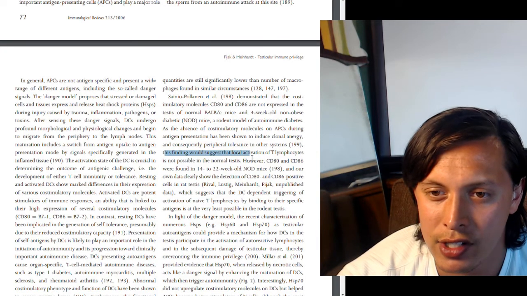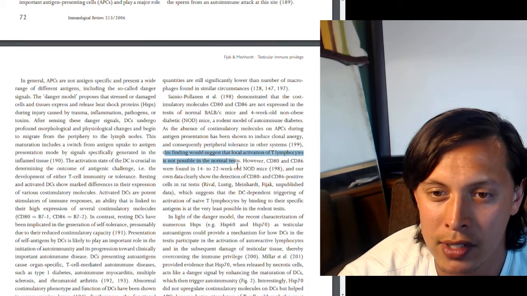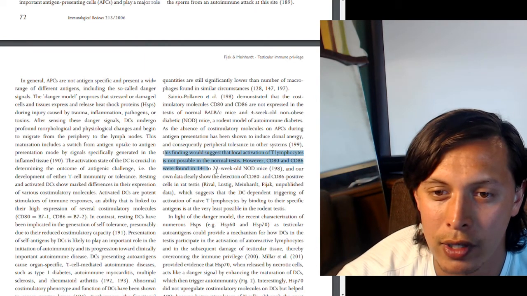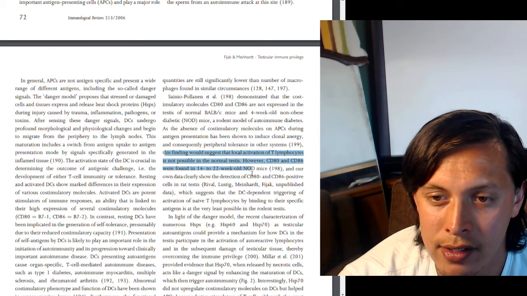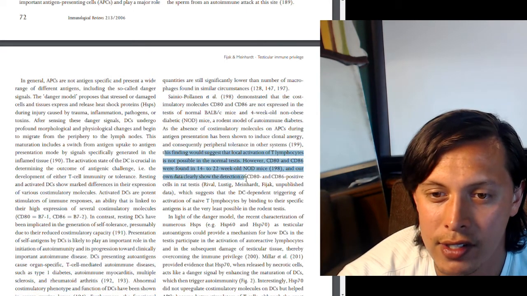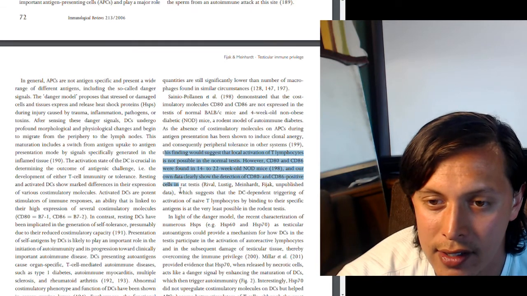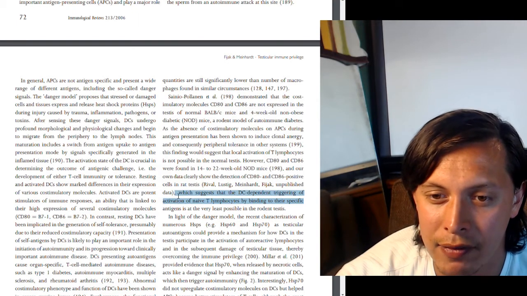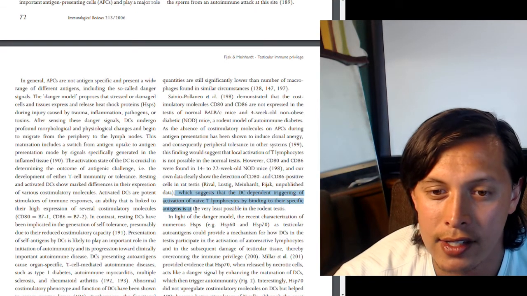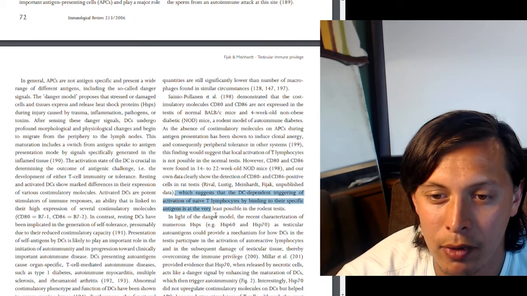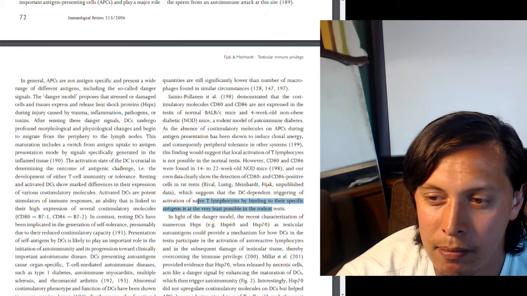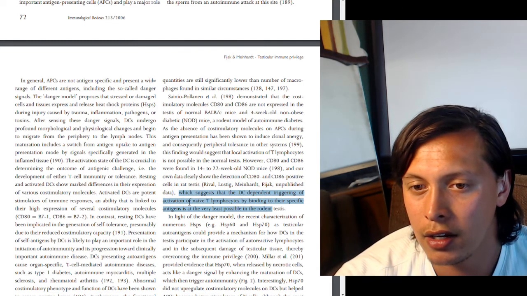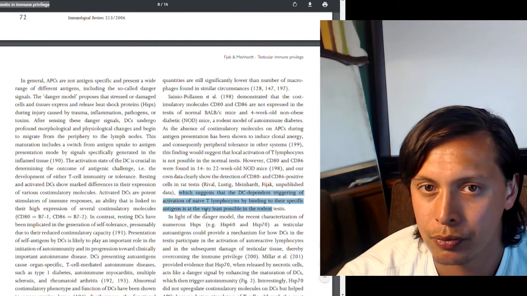This finding would suggest that local activation of T lymphocytes is not possible in the normal testis. However, CD80 and CD86 were found in the 14 to 22-week-old non-obese diabetic mice, and our own data clearly showed the detection of CD80 and CD86 positive cells in rat testes. This suggests that the DC-dependent triggering of activation of naive T lymphocytes by binding to the specific antigens is at the very least possible in the rodent testes. So they're saying that it is possible that the dendritic cells of the testes could be playing a role.